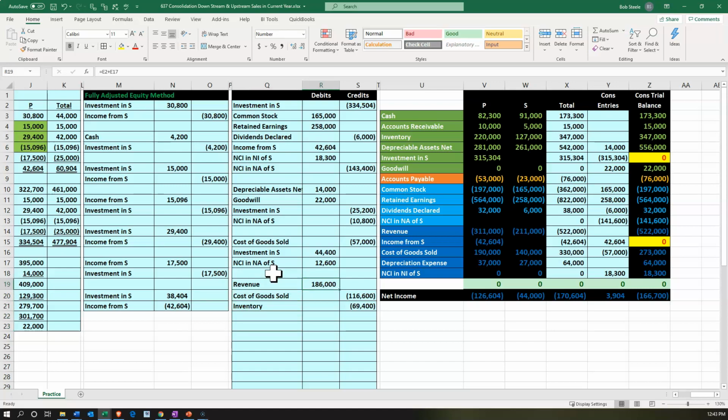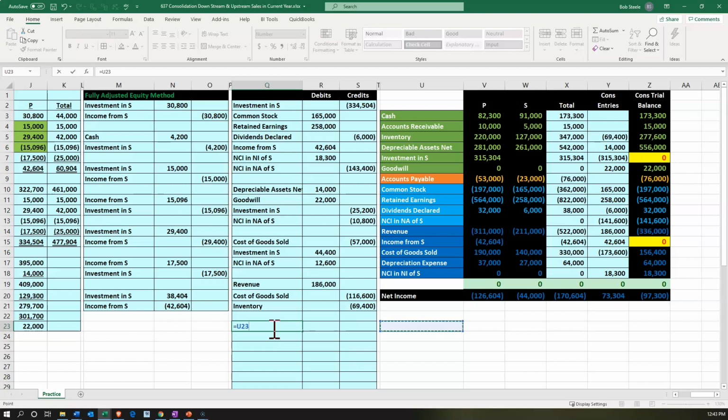Okay, so I'm going to record that. I'm going to reverse the revenue. So revenue is going to go down by the 186. The cost of goods sold is going to be here. Cost of goods sold, I'm going to say F2 plus F2. That's the 116.6. And then the inventory up top. Inventory is going to be equal to the 69,400.